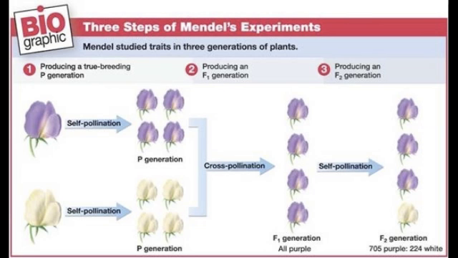Mendel then allowed the F1 generation to self-pollinate and produce new offspring. He called this new generation of offspring the second filial generation, or the F2 generation. He recorded the number of F2 plants that had each trait.